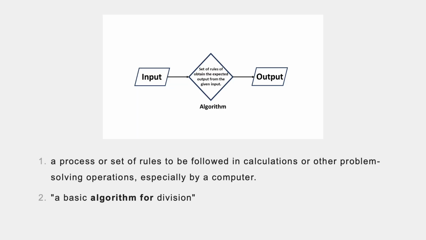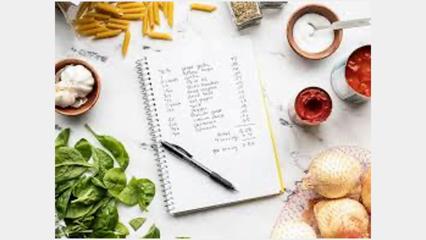Algorithms are a process or set of rules to be followed. In computers, there is an input and an expected output. One way to think of it simply is a recipe. When we are learning to cook something, there are steps that we follow that will give us a certain outcome.